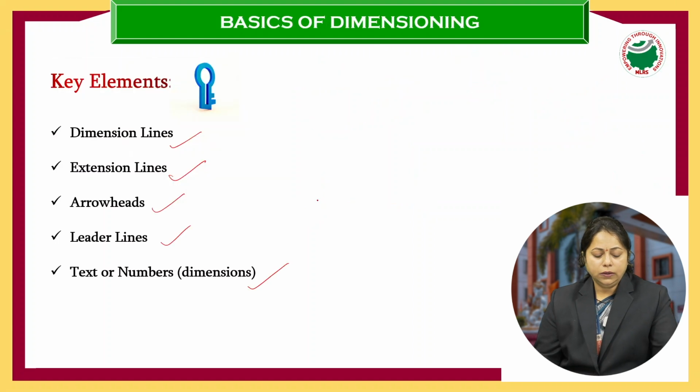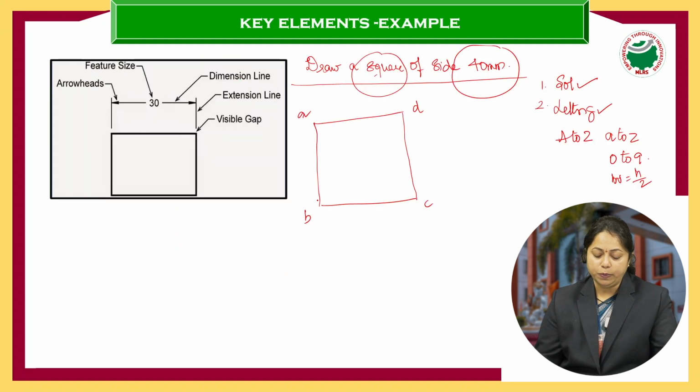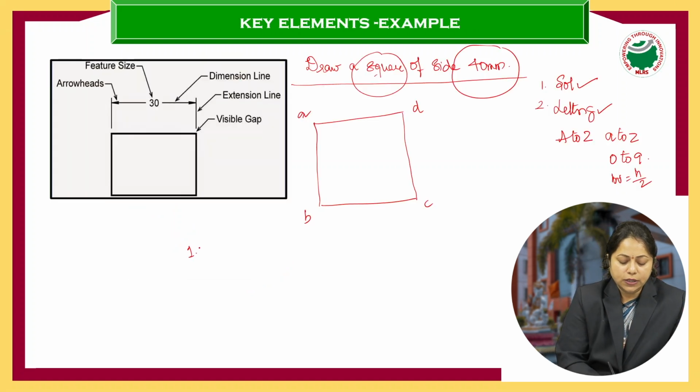Now, when we get back to the previous line, there are certain key elements like dimension line, extension line, arrowheads, leader lines, text and numbers. This I would explain here. So the very first one, we call it projection lines.